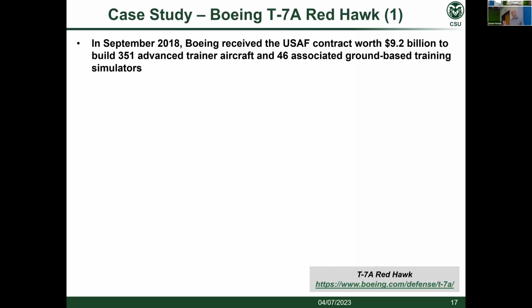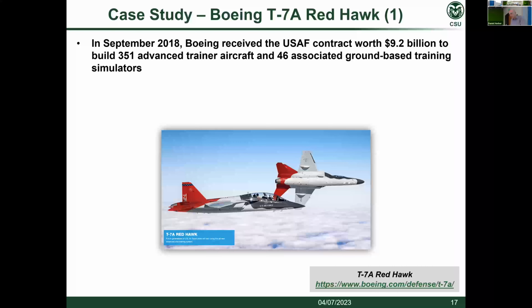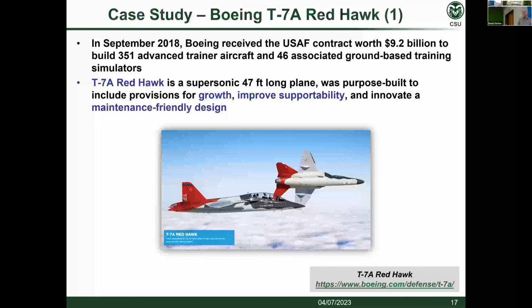So this first one is an airplane example. Boeing received a large contract to build a number of advanced trainer aircraft, and the simulators for them as well. Here's a picture of it. This T-7A Red Hawk is a supersonic plane, purpose-built with some relatively novel things in mind for aircraft in terms of growth, improved supportability, and to innovate a maintenance-friendly design.